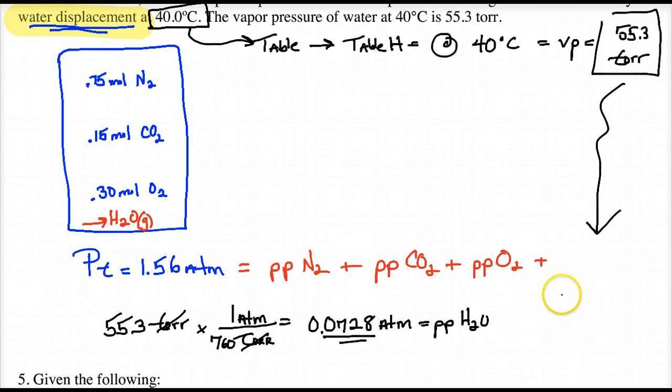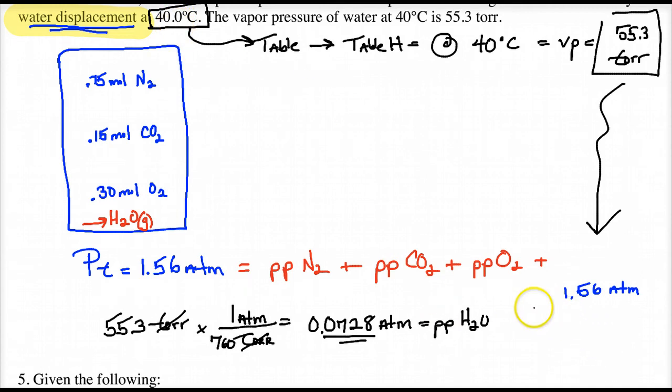So 1.56 atm is the total pressure of all 3 gases. Well, I know the pressure of the water from my tables, my vapor pressure tables, or my table H. I can look it up because vapor pressure is directly related to temperature. Higher temperature, more molecules have the energy to escape the liquid phase.